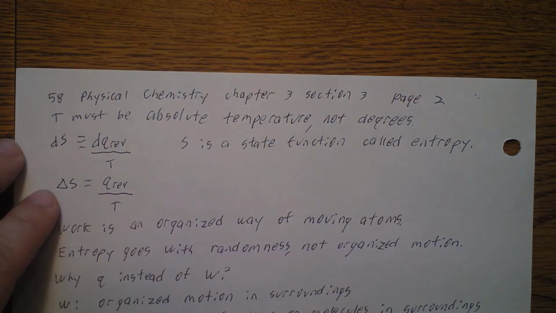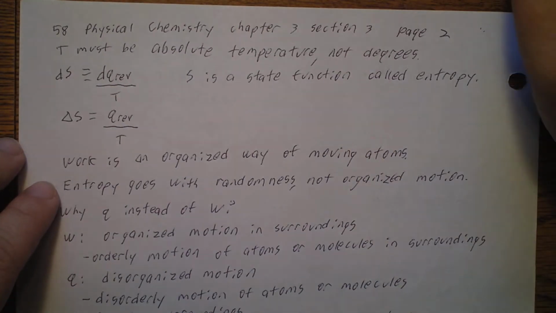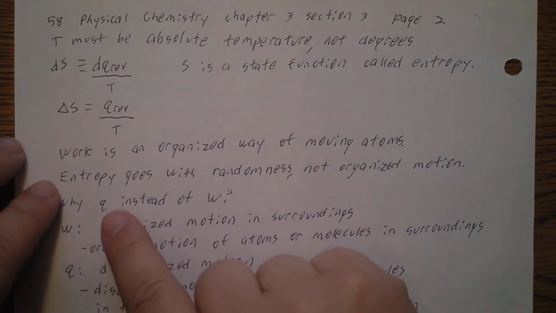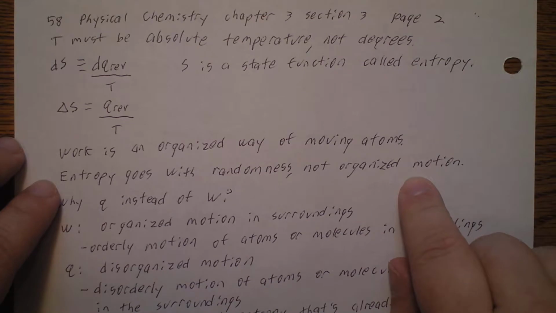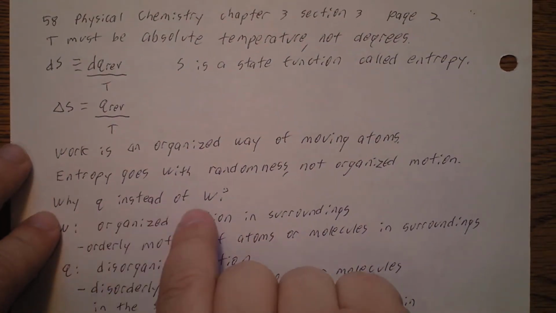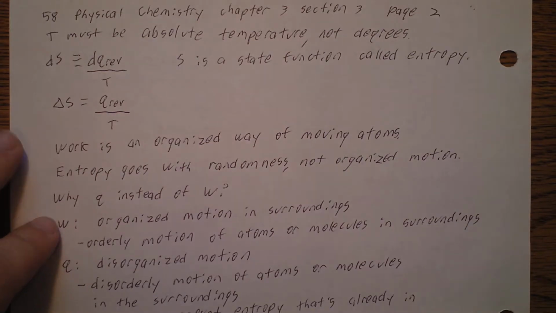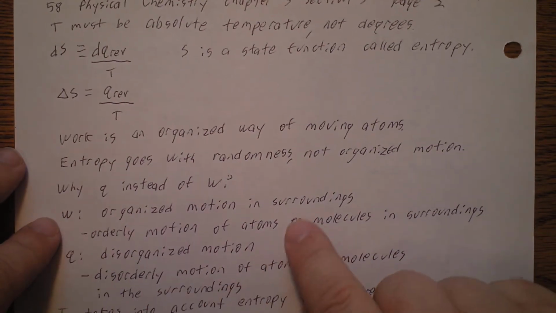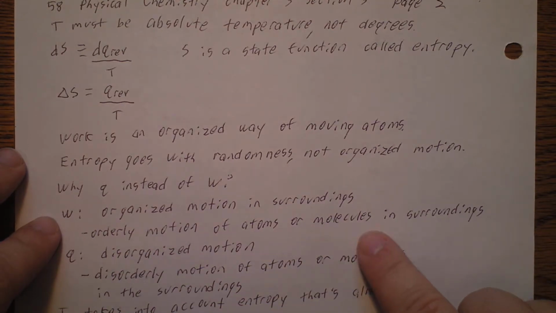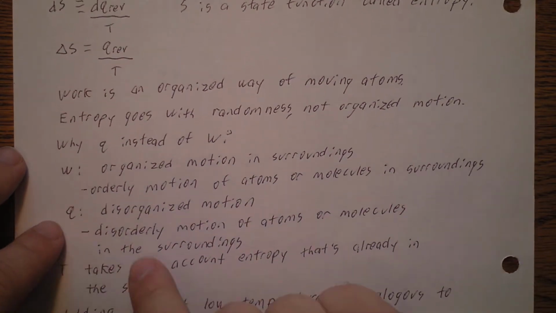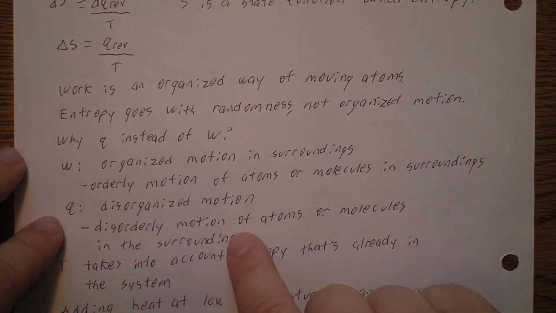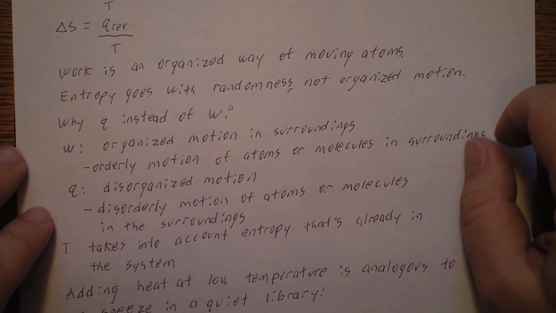q reversible over T. Now remember, work is an organized way of moving atoms, but entropy goes with randomness, not organized motion. So why are we talking about Q instead of work in this formula up here? Well, like I said, work is organized motion in the surroundings. It's orderly motion of atoms or molecules in the surroundings. Q, the heat transfer, is disorganized motion. It's disorderly motion of atoms or molecules in the surroundings.